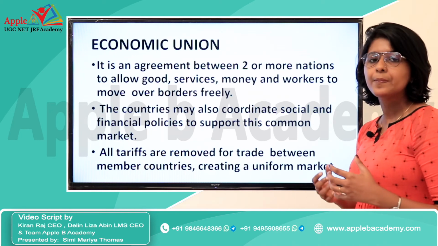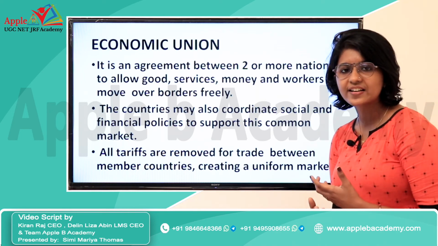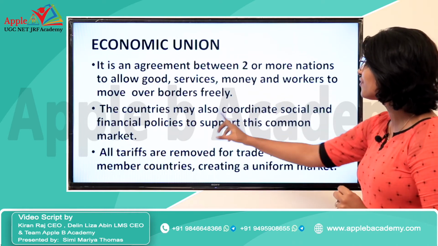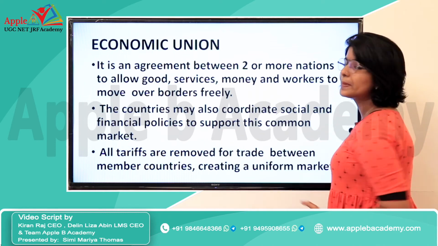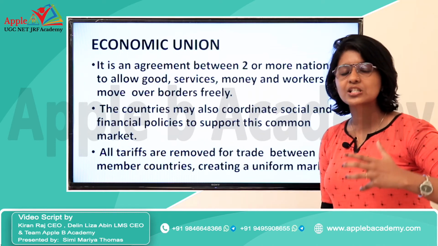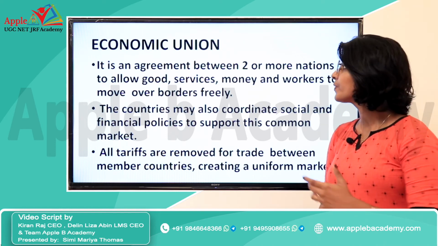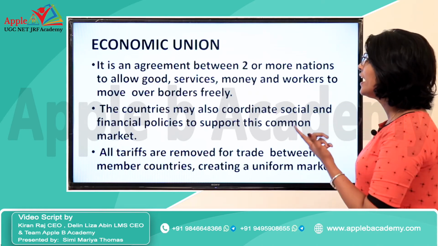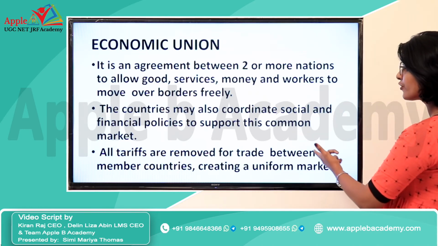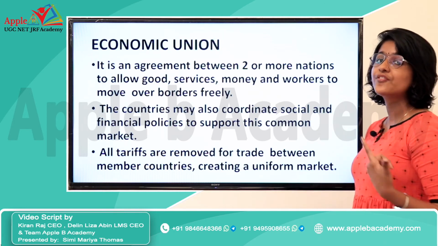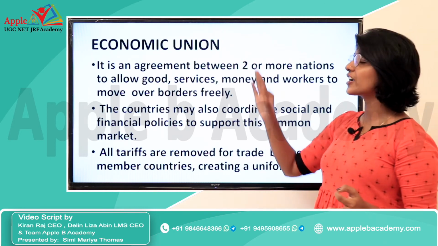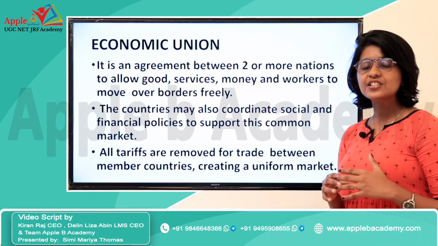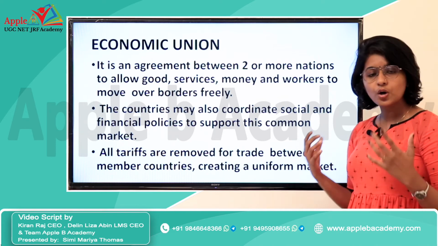There is coordination between the countries' activities. All that forms an economic union, because the countries may also coordinate social and financial policies to support this common market. So there is macroeconomic coordination between these countries, and that will give you an economic union. Harmonized policy along with the common market will give you economic union. All tariffs are removed for trade between member countries, creating a uniform market. The best example of economic union is the European Union, where all the barriers are removed between the member countries for having a uniform market.